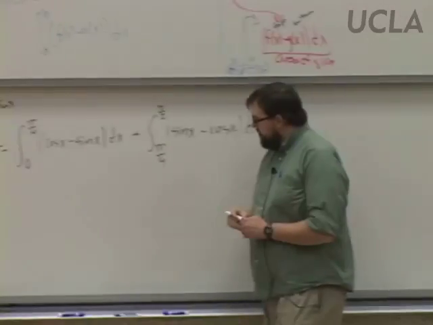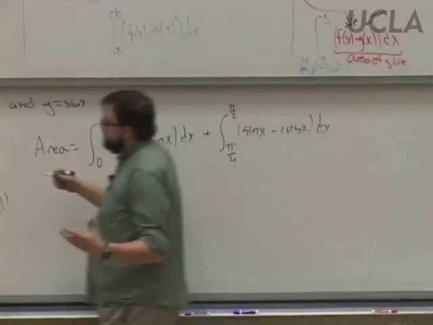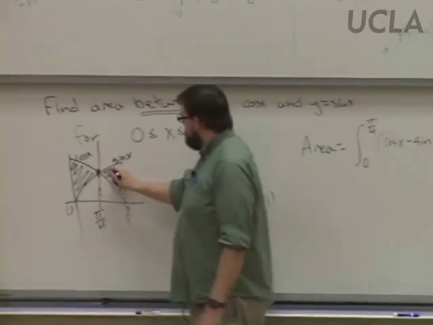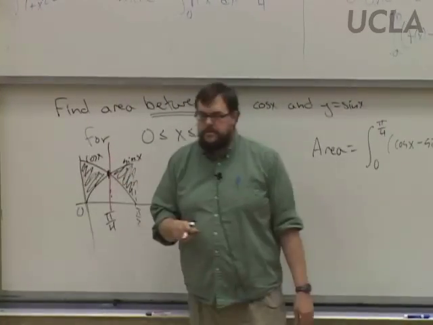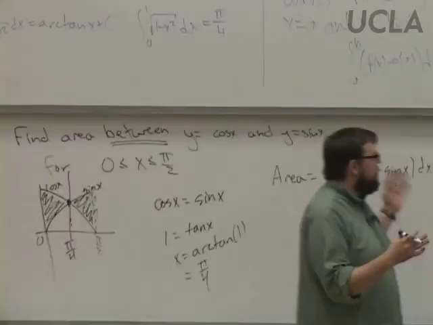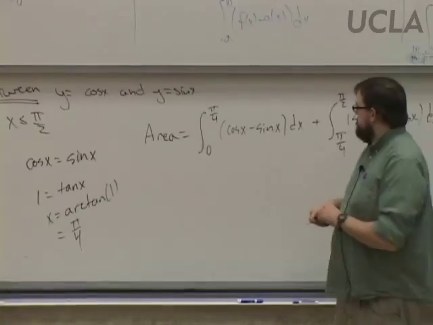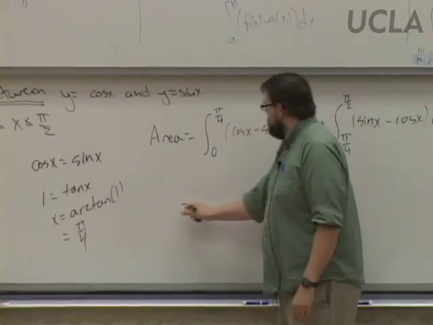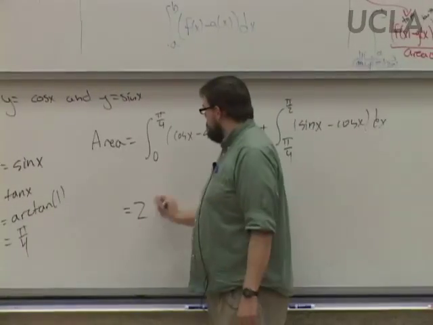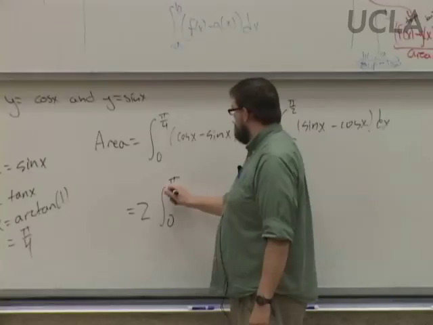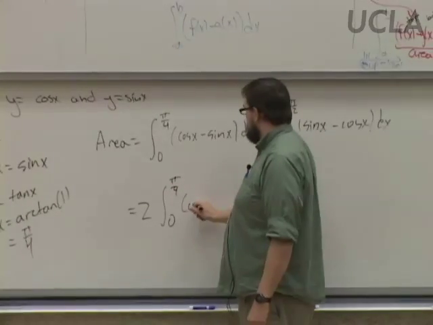Now, I'm going to save myself some work and claim that there's symmetry, and that this area between pi fourths and pi halves is the exact same as this area between 0 and pi fourths. If you didn't see it, you can go through and do the whole thing. You'll get the same answer either way. So in other words, I'm saying that these two areas are the same. So this is 2 times the integral from 0 to pi fourths of cosine x minus sine x.